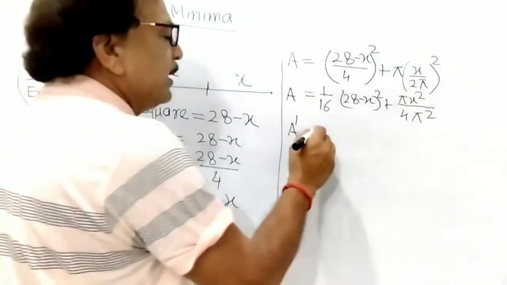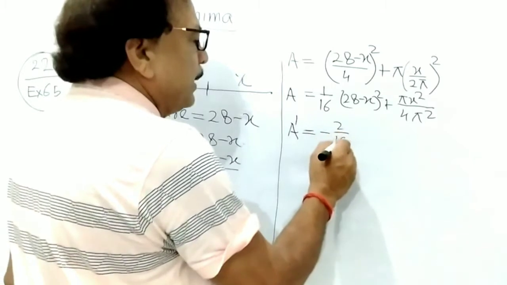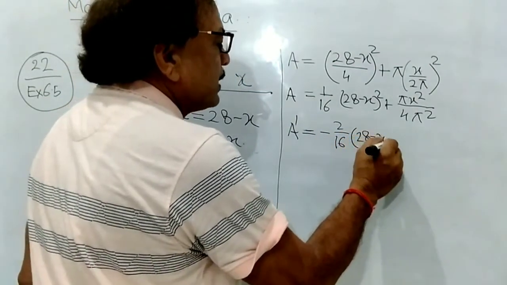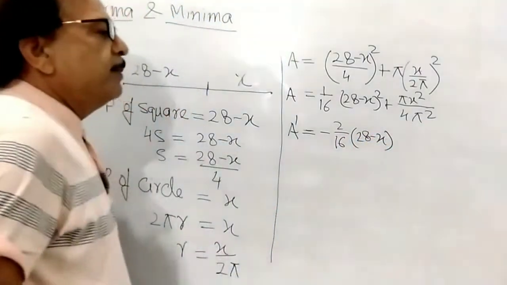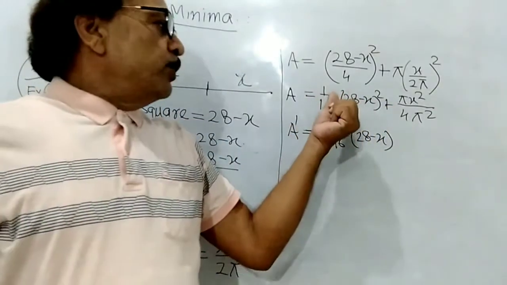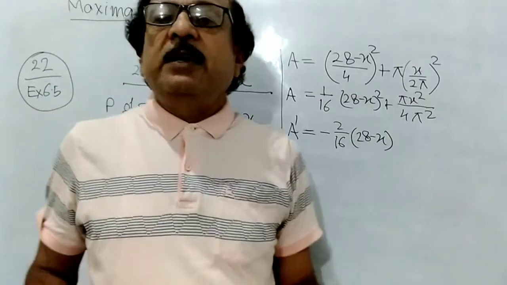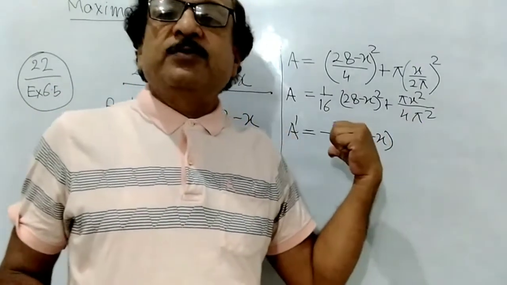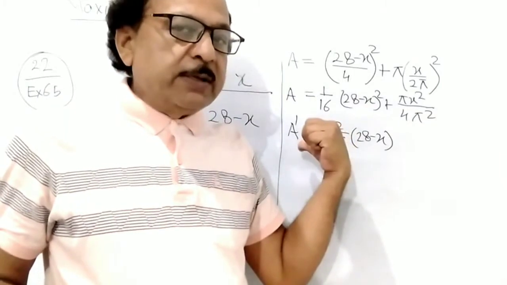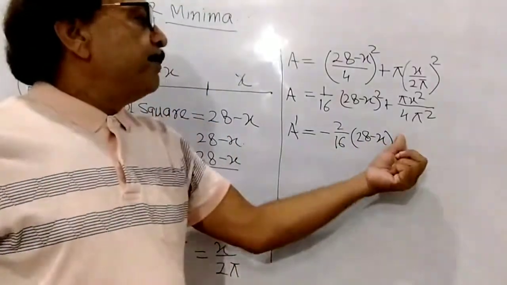That is 2, ये माइनस हो जाएगा. 2 by 16, 28 minus x, इसका डेरिवेटिव 28 minus x तो हो जाएगा 2 by 16, 28 minus x का डेरिवेटिव -1 होगा और -1 पहले आ जाएगा. ठीक, तो इसमें आपको कोई दिक्कत नहीं होना चाहिए. -1 का डेरिवेटिव -1 हो जाएगा.